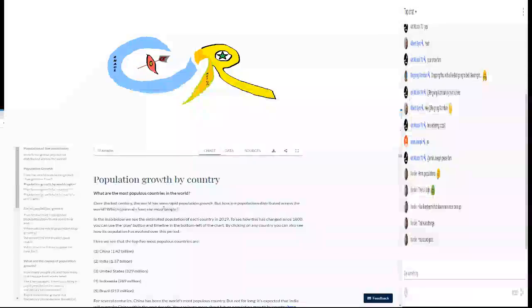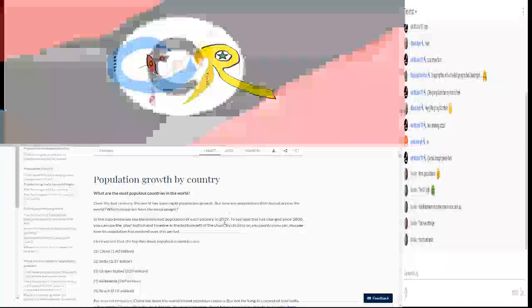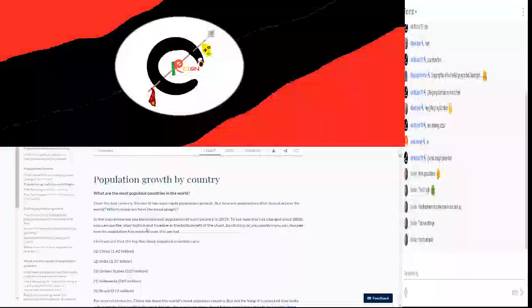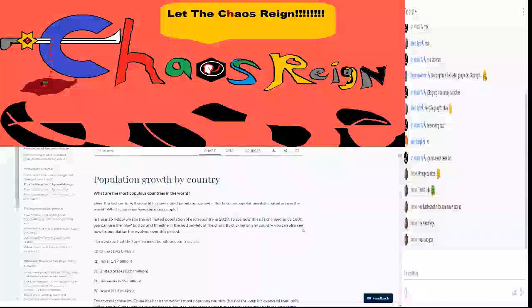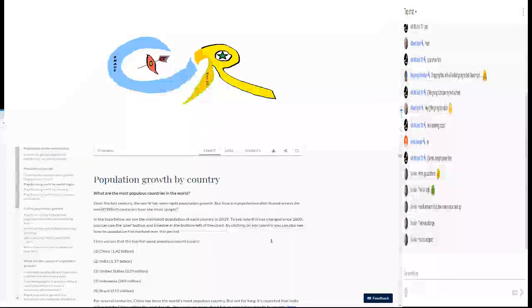What are the most populated countries in the world? Over the last century, the world has seen rapid population growth. But how is population distributed across the world? Which countries have the most people? In the map below, we see the estimated population of each country in 2019. To see how this has changed since 1800, you could use the play button and timeline, a button left of the chart. By clicking on any country, you can see how its population has evolved over the period.